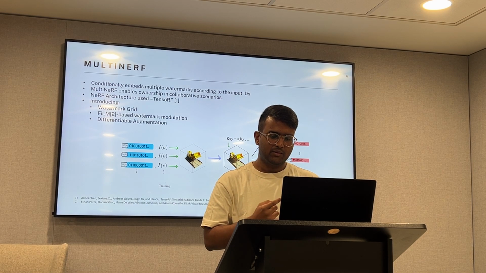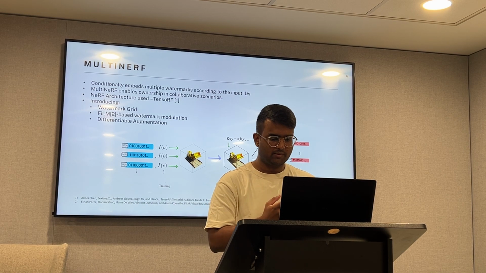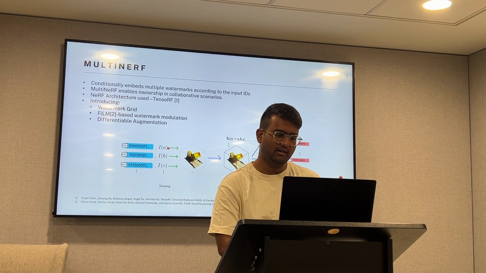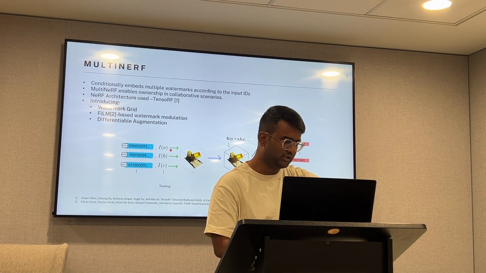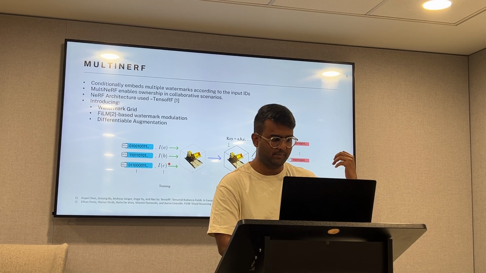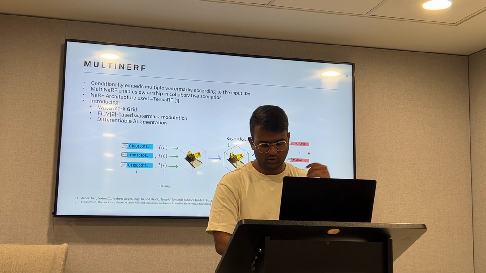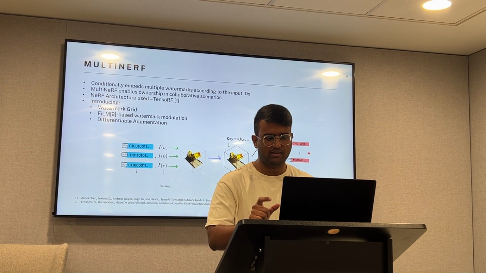And we do this by conditioning each of the watermarks according to the user inputs. Over here, we have sets of user inputs like A, B, or C, and we have different watermarks for them, and we try to reconstruct the images and embed those same watermarks for those specific user IDs.